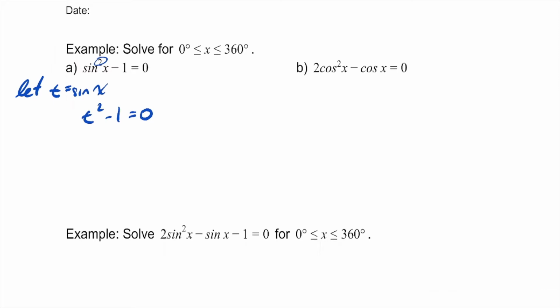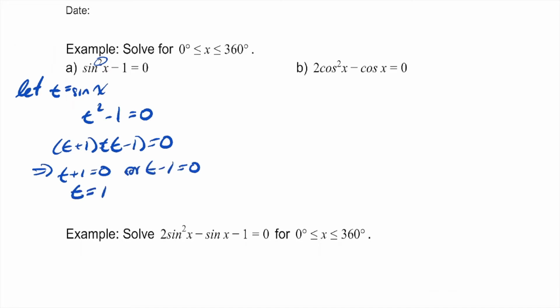This step helps us to see what we need to factor a little bit better because we don't actually see the trig ratio, so we're not confused in that sense. So this is a difference of squares. Here this factors to t plus 1 times t minus 1 equals 0. So that implies that t plus 1 is equal to 0, or t minus 1 is equal to 0. So in this case, t is equal to negative 1, and t is equal to 1.